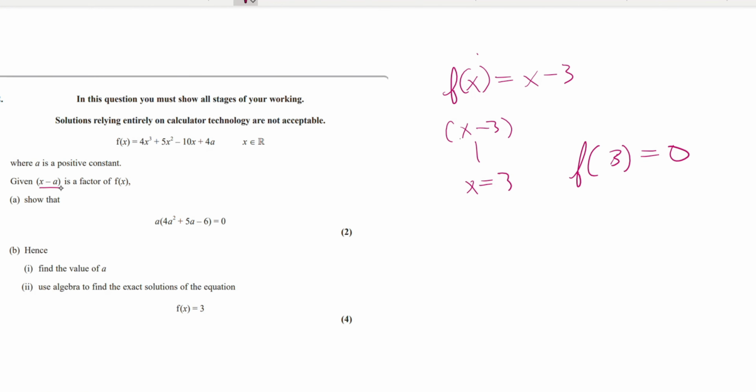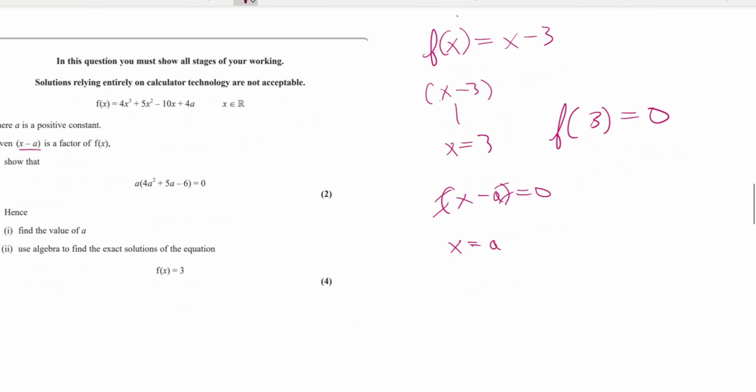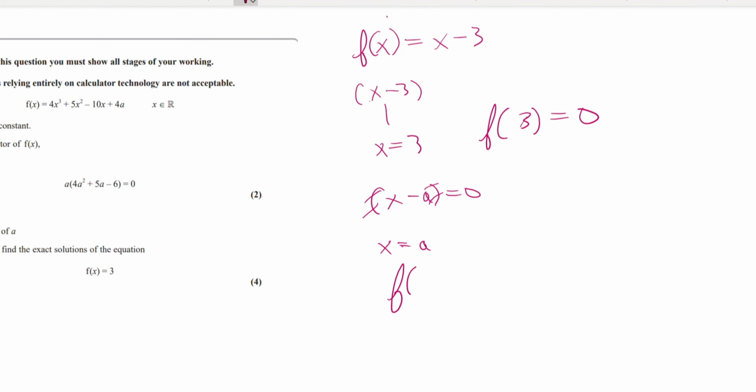So in here this is a factor, so we know whatever this is going to equal 0. So x minus a is 0. Let's remove these parentheses because I don't need them. So x minus a is 0, so that means x is equal to a. So now you can substitute the x with a. So instead of f of x, let's just write f of a, it's the same thing.